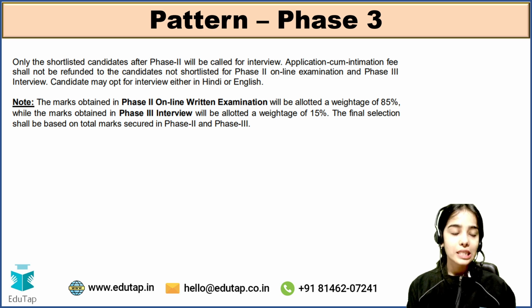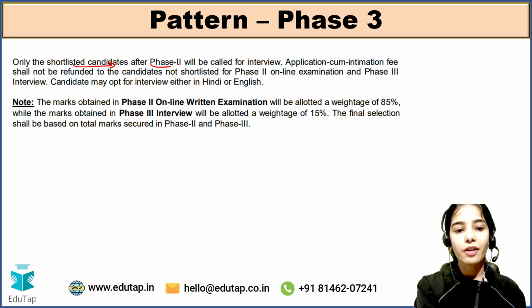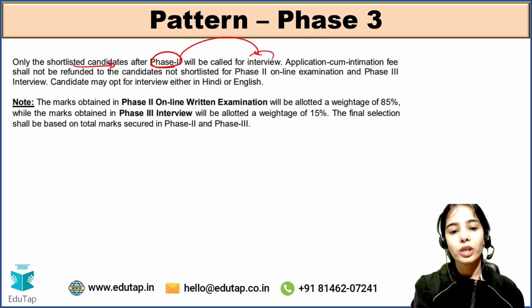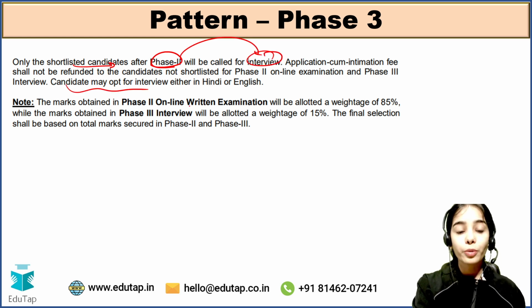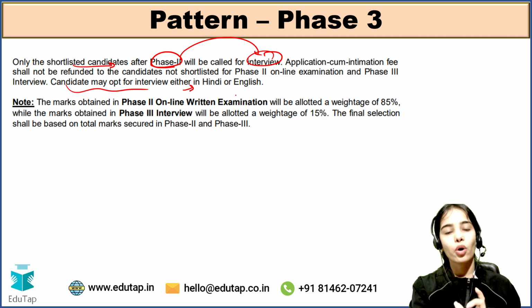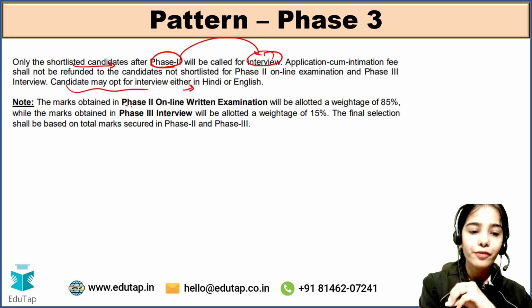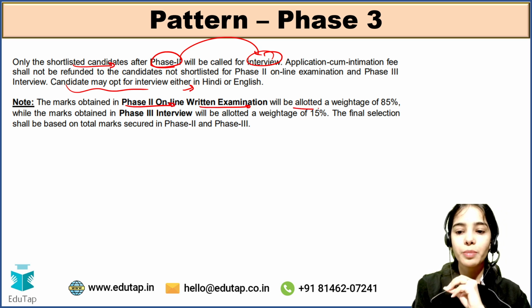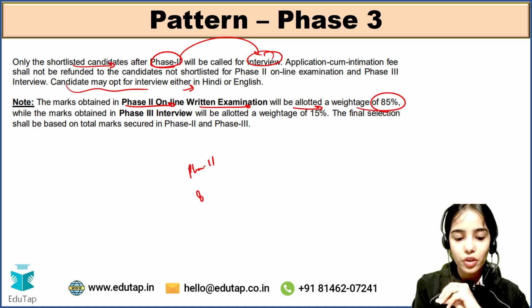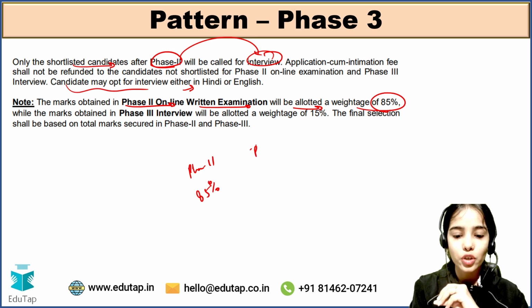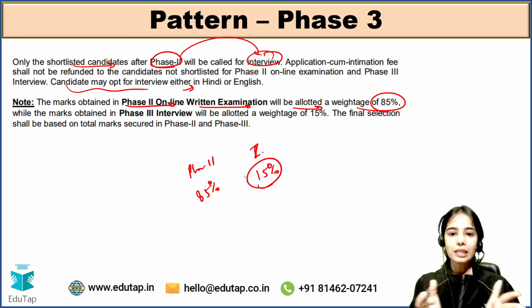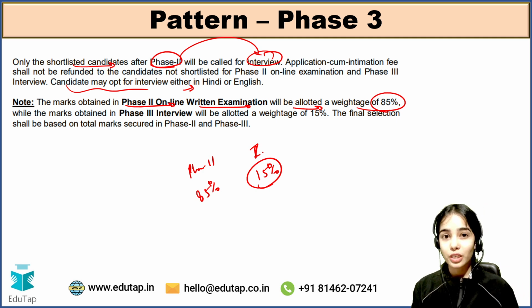Now coming to phase 3, only the candidates shortlisted after phase 2 will be called for interview. A candidate may opt for the interview either in English or Hindi. So this is good news. The marks obtained in the phase 2 online written examination will be allotted a weightage of 85%, and phase 3, that is your interview, has a weightage of 15%. So this is the idea about the pattern. I hope you have understood it clearly.